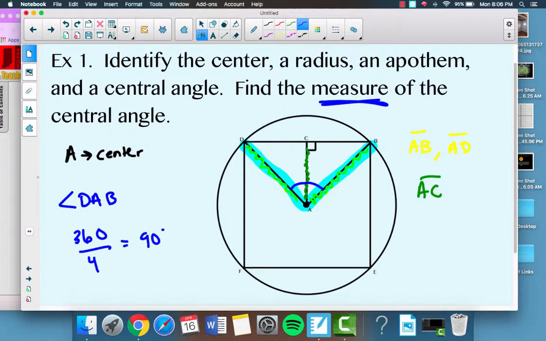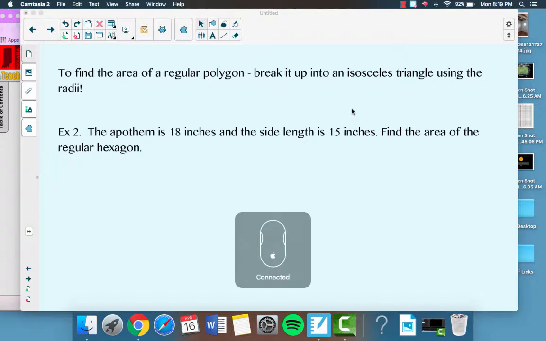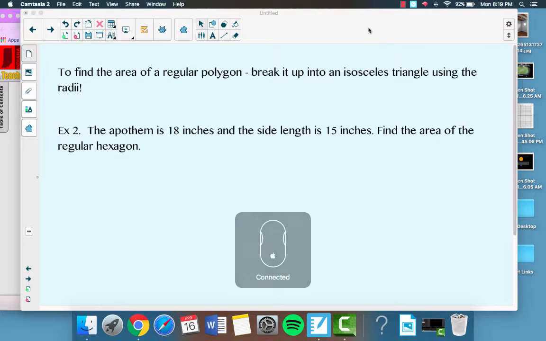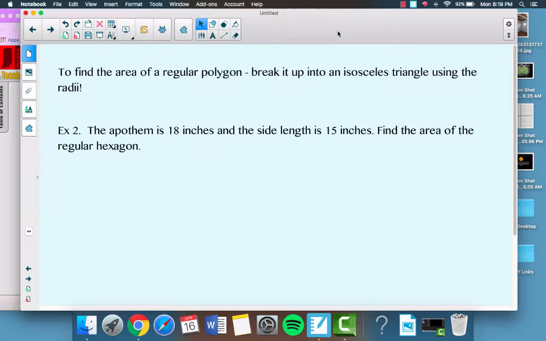Okay, so hopefully those couple things are really easy to identify. They're going to be very helpful in this next couple examples. Before we go ahead and actually introduce the formula for regular polygons, I just want to show where we're getting the formula.